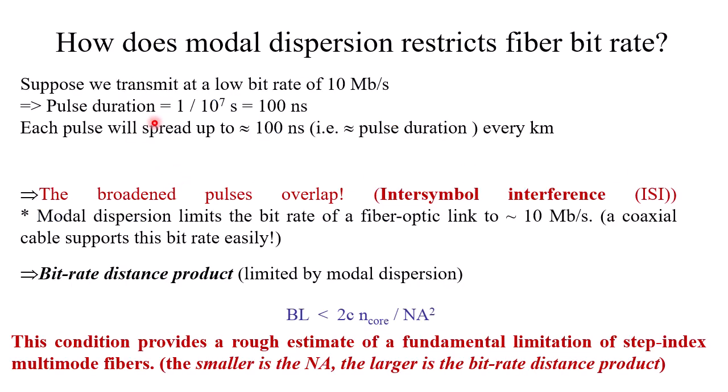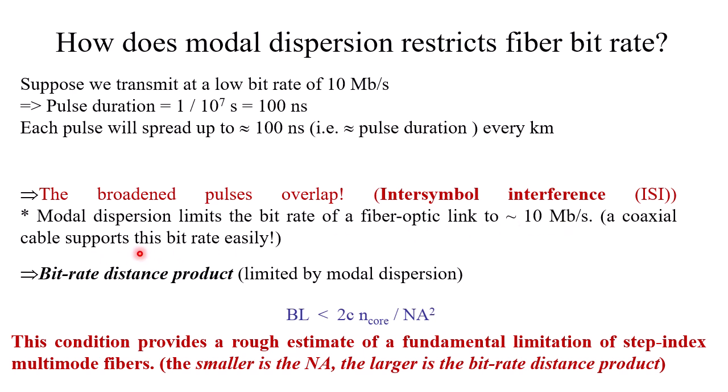Now suppose we transmit a low bit rate of 10 Mb per second. So the pulse duration is nearly 100 nanoseconds. Each pulse will spread up to nearly 100 nanoseconds every kilometer. This is just an example. The broadened pulses overlap, and intersymbol interference takes place. So modal dispersion limits the bit rate of an optical fiber link. This is of the order of 10 Mbps.